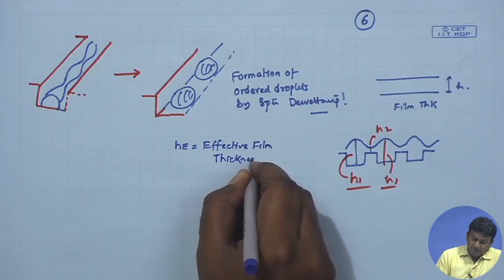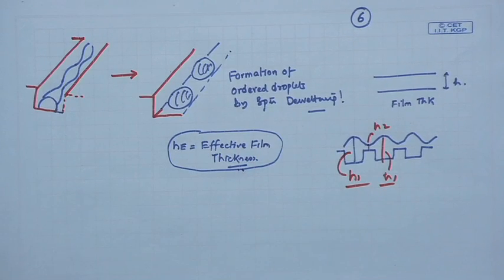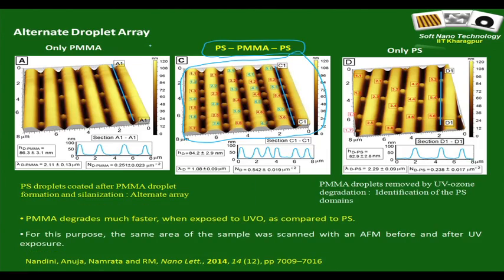What it means is the coating condition or the casting solution concentration that is used under identical conditions, whatever would have been the thickness of a film of this particular polymer or solute on a flat substrate of the same material, that is typically termed as the effective film thickness. And this is a very convenient way, because irrespective of whether you have a continuous film on a topographically patterned substrate or a discontinuous film on a topographically patterned substrate, you can always use effective film thickness. So, this alternate drop array, you just saw how it works.